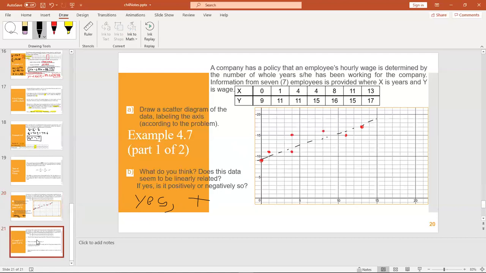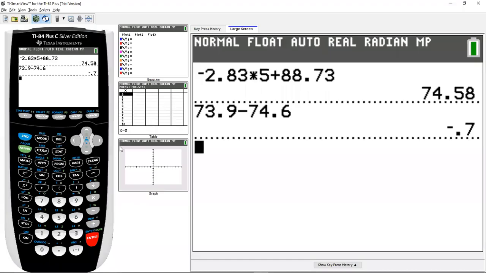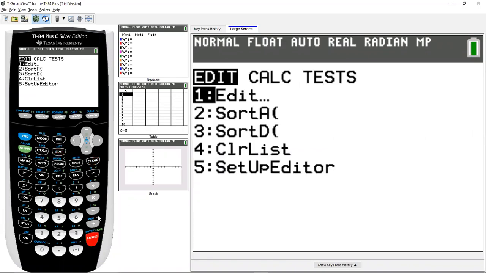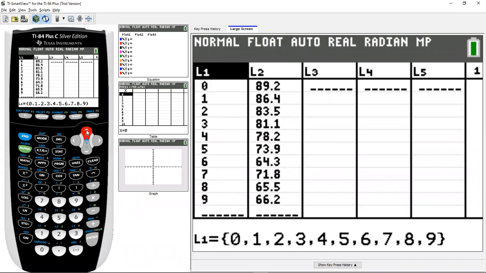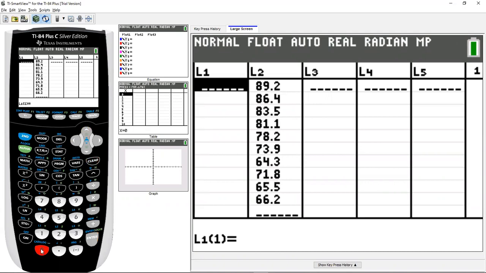Where were we? So find the least squares regression line, and then round it to 2 decimal places. So what do we got? We got 0, 1, 4, 4. Let's start with that. So we're going to clear this, go to Stat, Edit. We're going to go over here, arrow up to the name of the list, and do clear and enter. We had 0, 1, 4, 4.